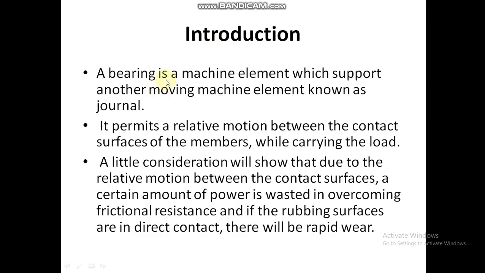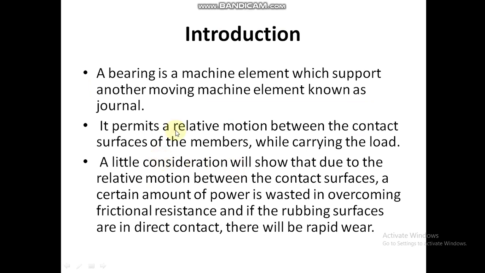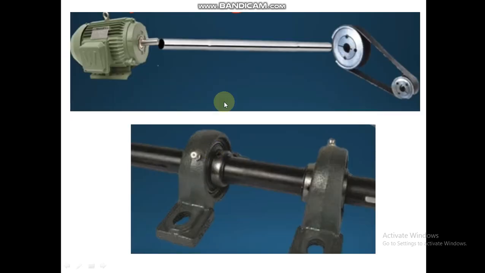So, bearing is a machine element which supports another moving machine element known as journal. Means bearing supports the shaft, which is the moving machine element, and this shaft is also known as journal. Actually, journal is a part of the shaft which is inside the bearing. It permits a relative motion between contact surfaces of members while carrying the load. So, in the bearings, there is a relative motion between contact surfaces of the members, like the shaft is rotating, but the bearing is stationary. So, there is a relative motion between the bearing and the shaft.